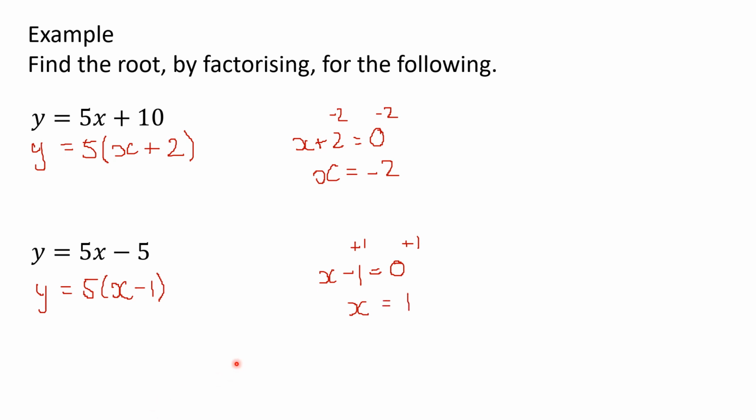So hopefully you're now noticing that the root of these lines is just the inverse value of the number in the bracket. Currently it's positive 2, but x is the inverse of positive 2, which is minus 2. In the second example, we had x minus 1, so x would be 1. What's happening there is we're just trying to make the bracket equal to 0. So what value does x need to be for it to be 0?